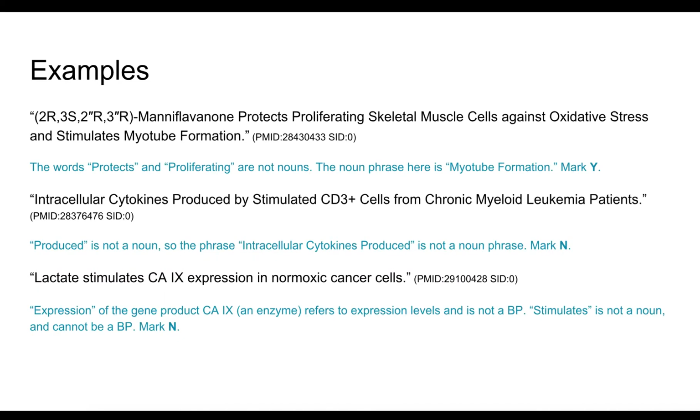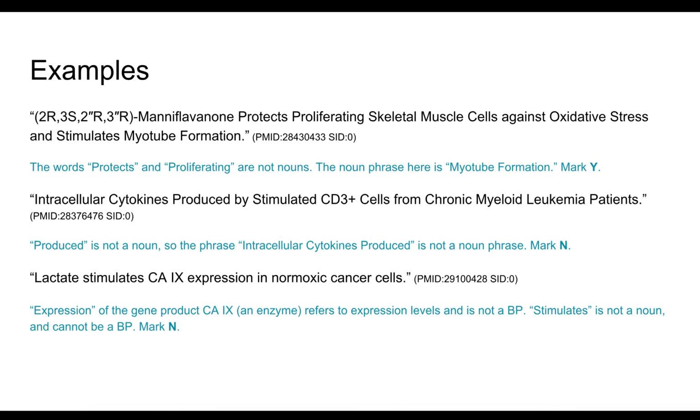We will finish this video with a few more key examples. The first example on this slide concerns the idea that BPs must be nouns or noun phrases. Myotube formation here is a noun phrase, so this sentence should be marked Y. However, if the sentence did not have this phrase, it would be marked in, because the words protects and proliferating are not nouns, and so cannot be BPs.